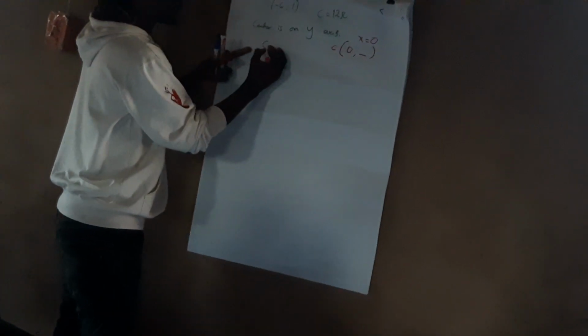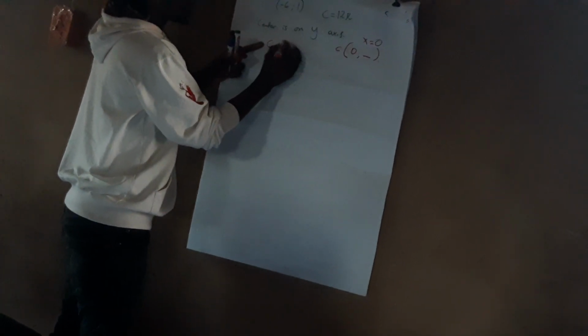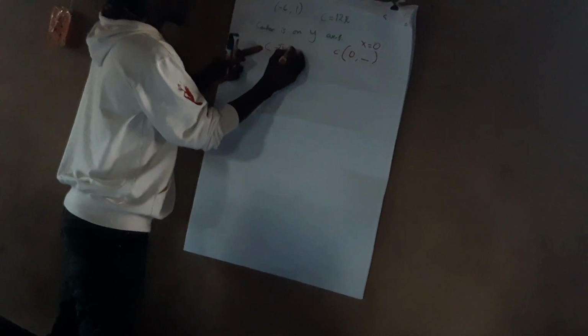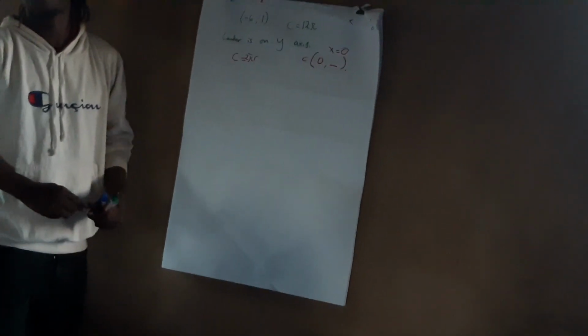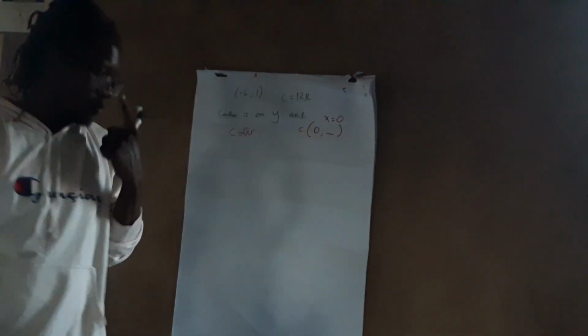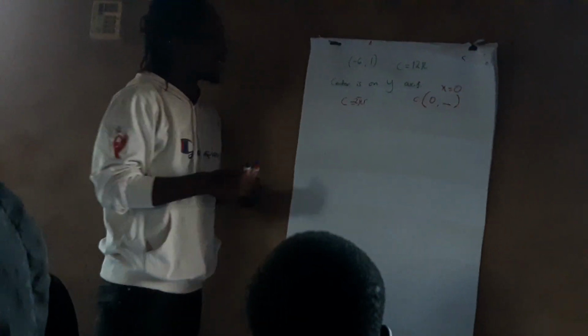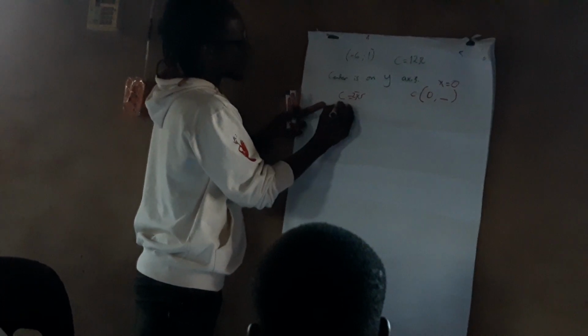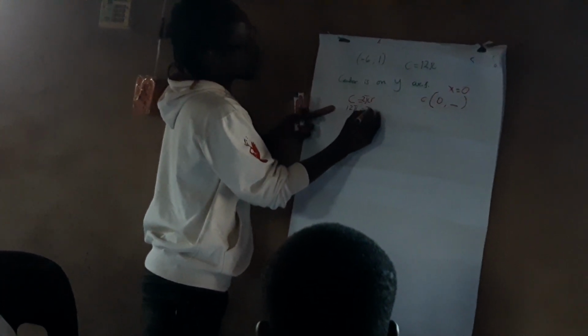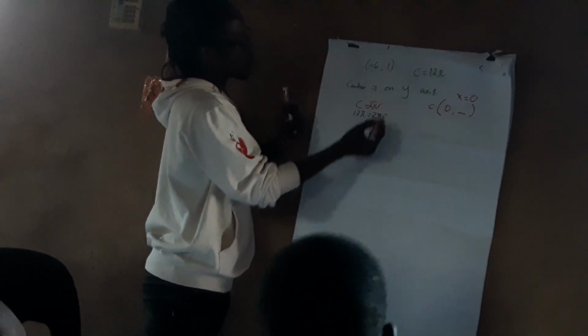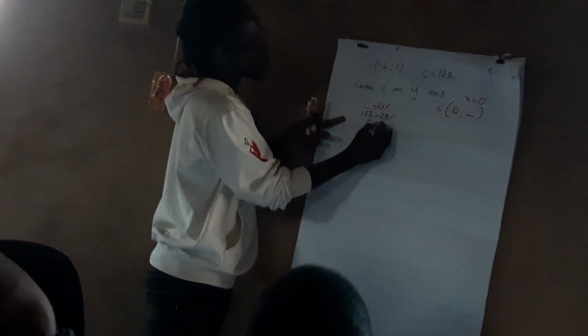And we know that our circumference is equal to 2 pi r, right? That is the formula to calculate it. This is how we find the circumference. The circumference is 12 pi, equal to 2 pi r. We can divide throughout by 2 pi, right? It means that our radius is equal to 6.